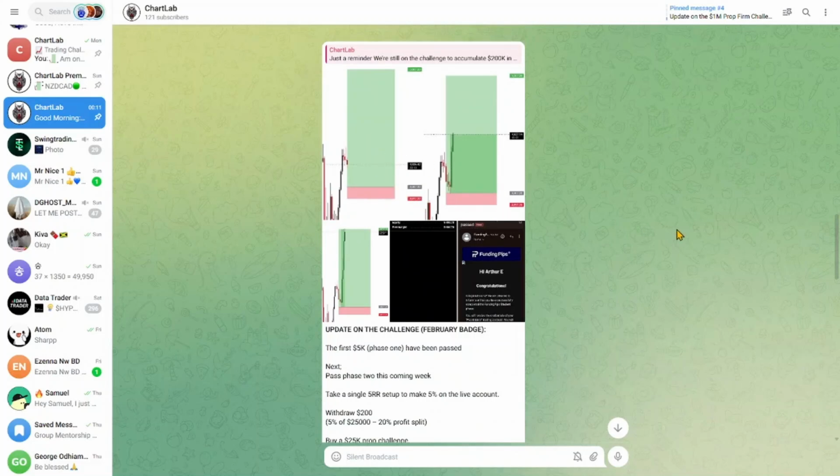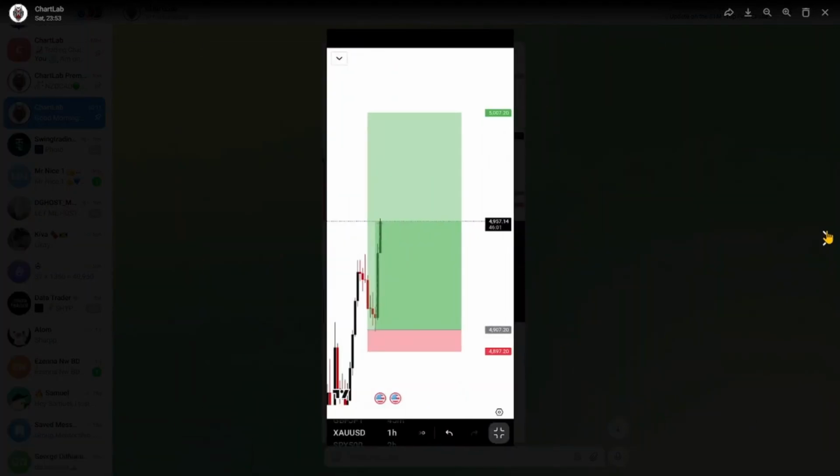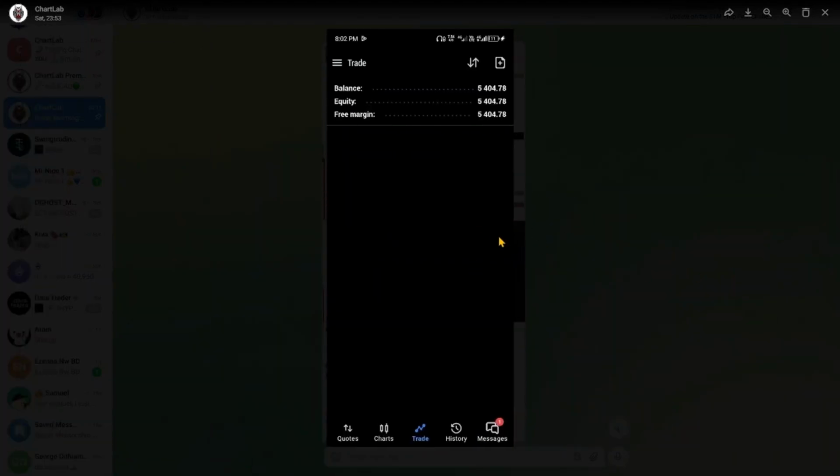Already now we have been able to pass the first 5k. So we got a 5k. I tell everybody to get a 5k so we can be trading it together. So we took a trade that we passed the 5k account. As you can see, this is my own.